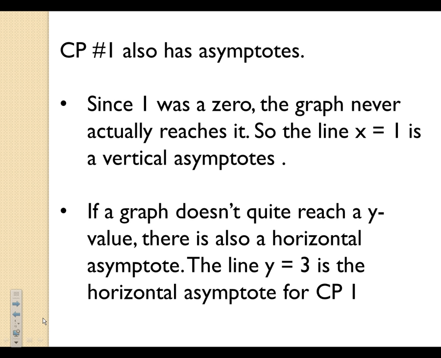If a graph doesn't quite reach a y value, there is also something called a horizontal asymptote. In this last one, if you were to enter that function into your graphing calculator, you would see that it makes a hyperbola type shape. It ends up looking something like this. Now if you look, there was a horizontal line that neither of those curves hit, and it was the line y equals 3 that both of them approached but never touched.